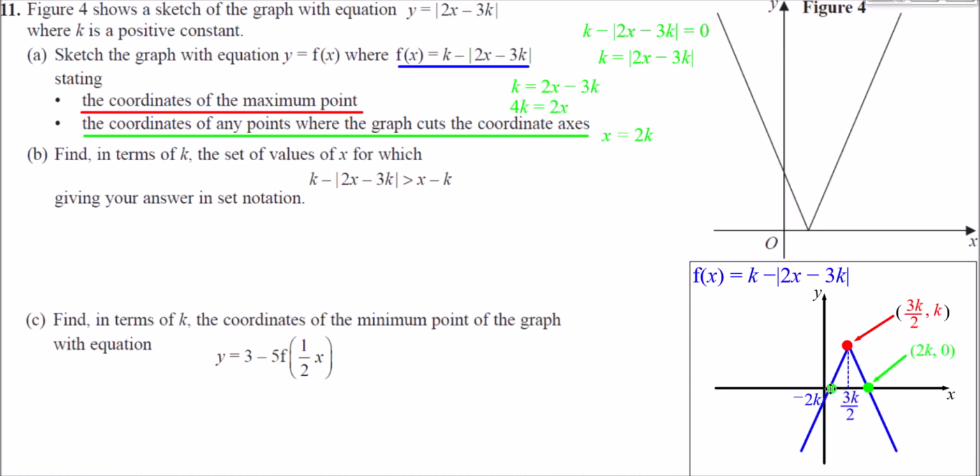The one on the other side would be the scenario when 2x is actually less than 3k, because this is where the mod flips. This is where the mod just flips the other direction.